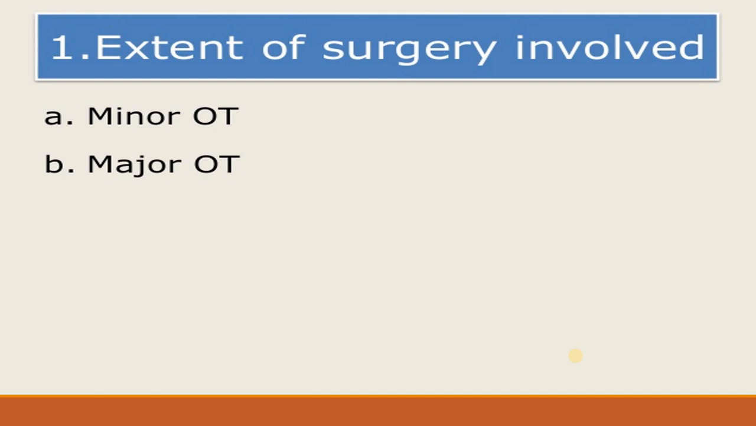In minor OT, simple procedures such as stitching, dressing, casting, and minor debridement may be performed. Most of these operations are done under local anesthesia. In minor OT, we discussed all the simple procedures: stitching, suturing, dressing, casting.